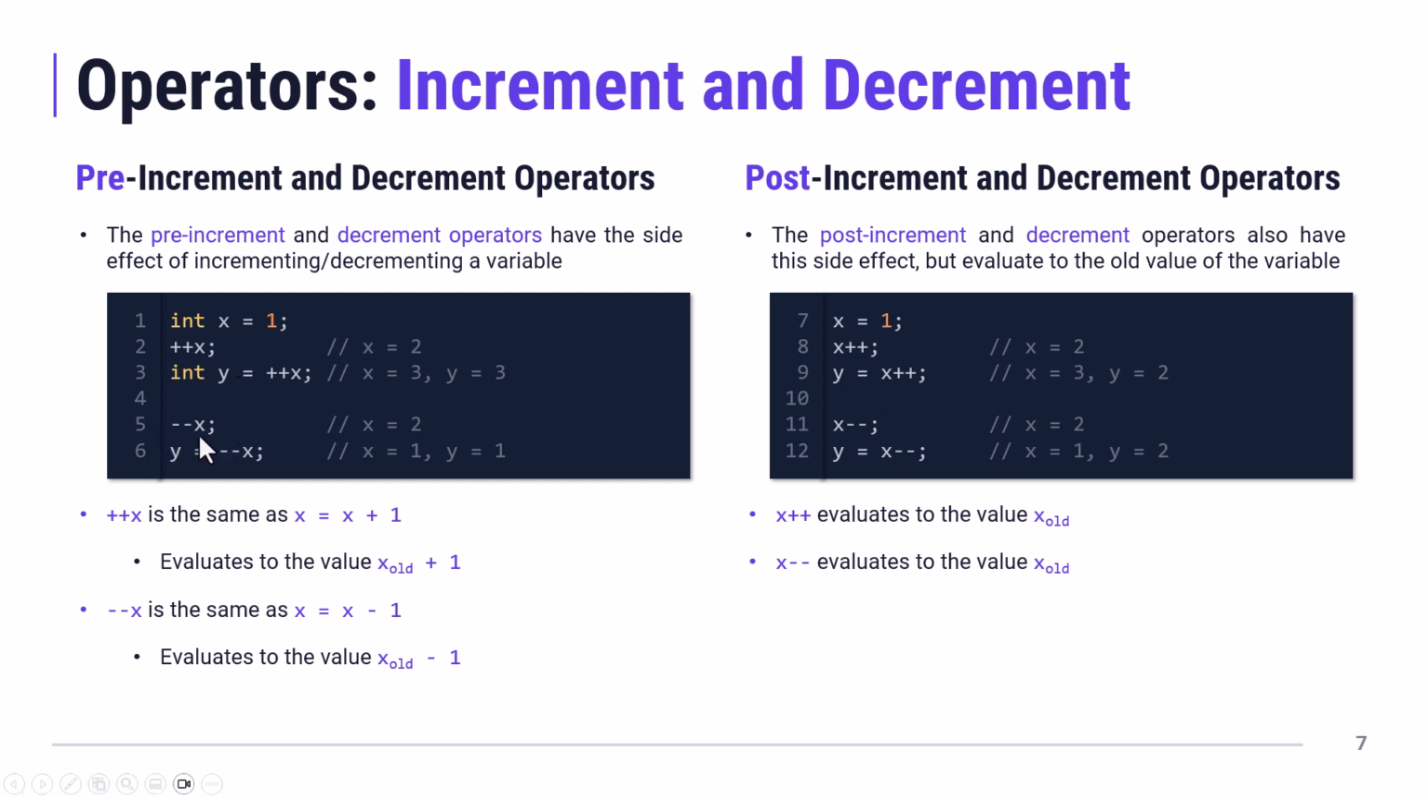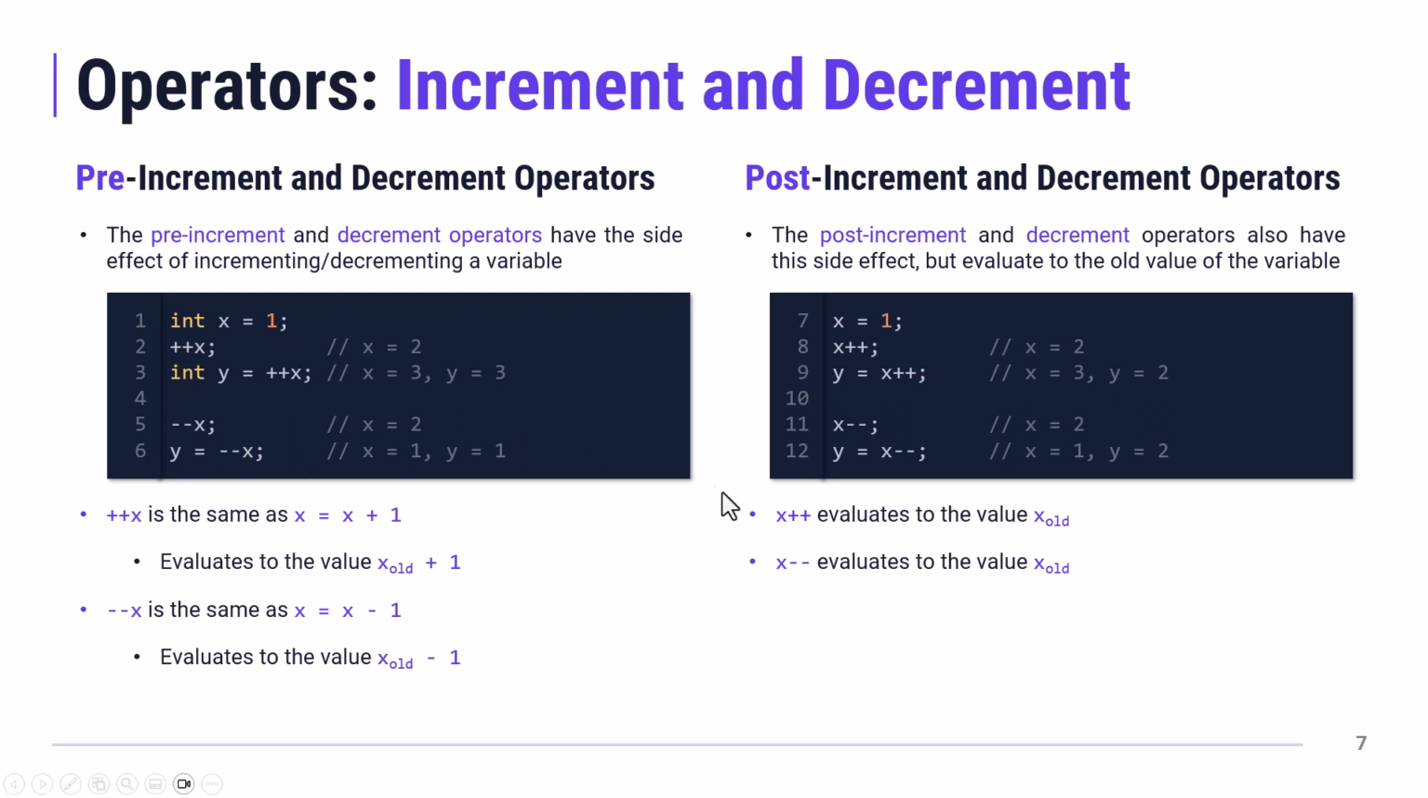We then decrement, minus minus x, that decrements it down to 2. Do it again, decrements it down to 1, and because we're using the pre-decrement operator, it evaluates to x old minus 1, and therefore that value 1 is also assigned to y.